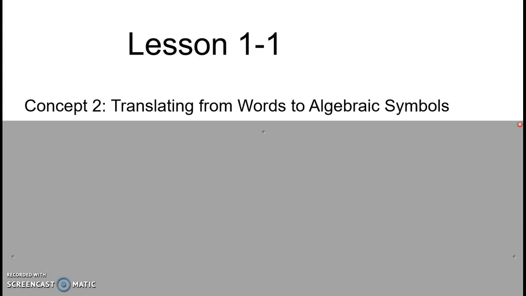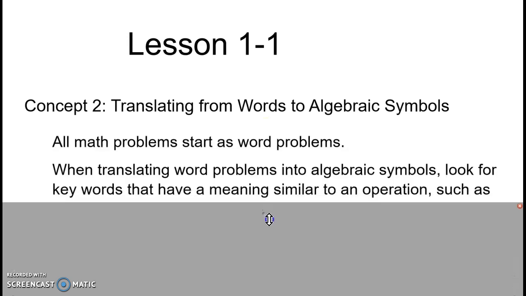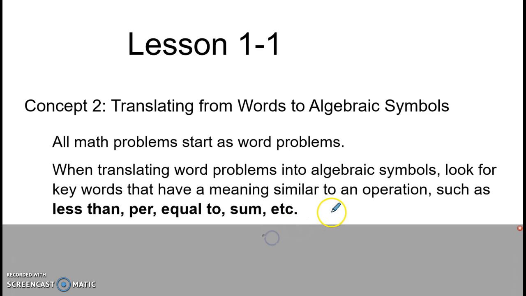Lesson 1-1, concept number 2. Translating from words to algebraic symbols. So now we're going to be going back the other way. In the previous video, we looked at how to take mathematical expressions and turn them into words. And now we're going to be looking at word problems and turning them into mathematical expressions.